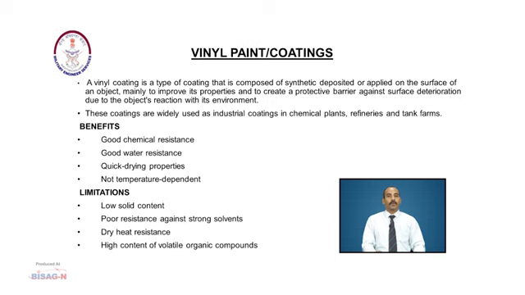Vinyl paints and coatings. A vinyl coating is a type of coating that is composed of synthetic material deposited or applied on the surface of an object, mainly to improve its properties and to create a protective barrier against surface deterioration due to the object's reaction with the environment. These coatings are widely used as industrial coatings in chemical plants, refineries, tank farms. These coatings are physically drying. They are one component paints and are easy to apply by airless spray, brush and rollers.